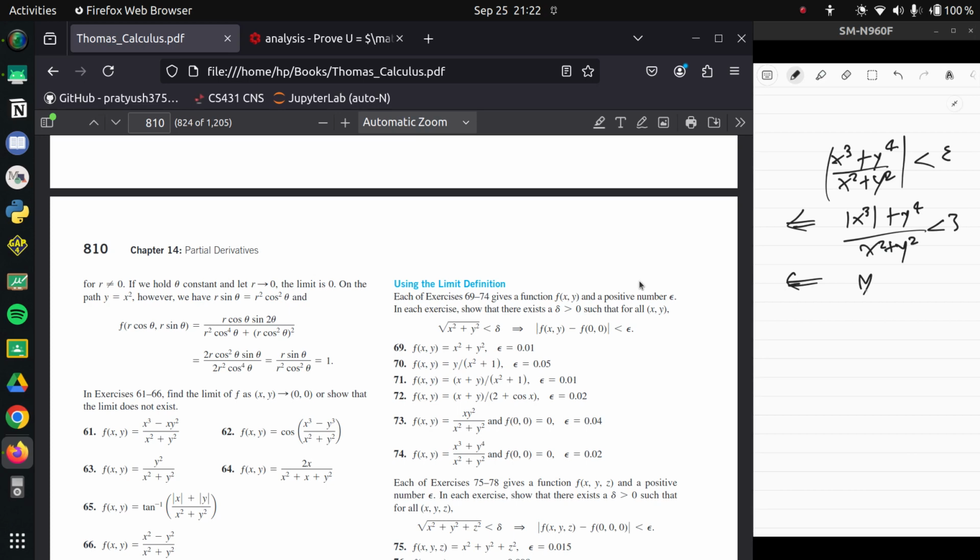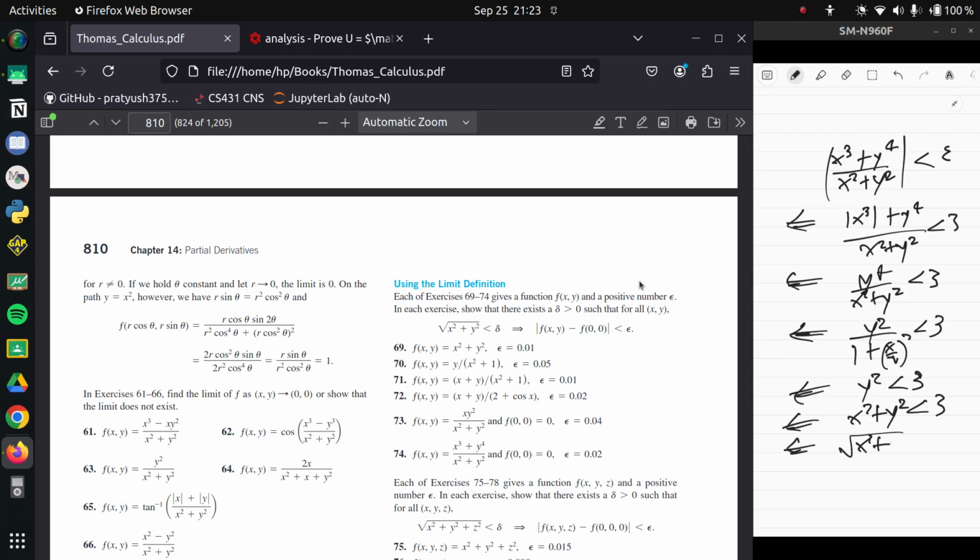That's reverse implied by this, but that's reverse implied by this, that's reverse implied by this, but that's reverse implied by, which we'll set as delta. Cool. So far we're going good on this.